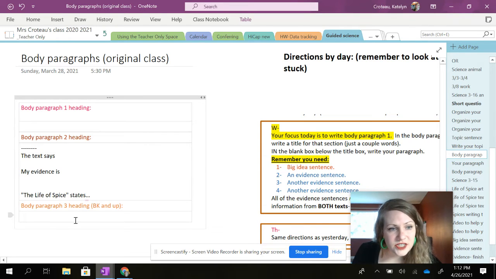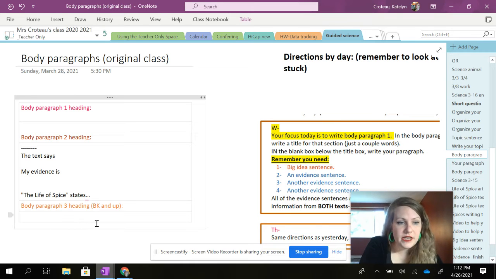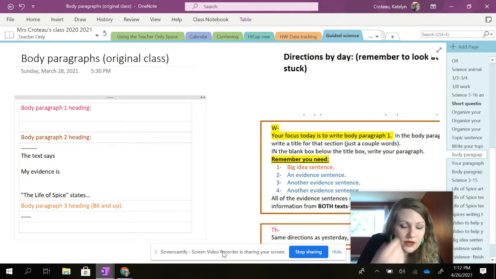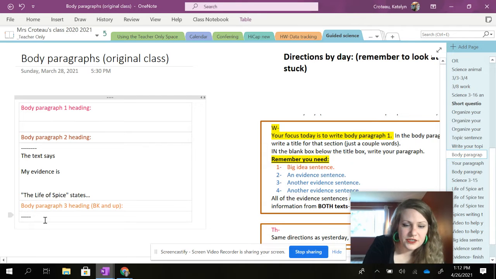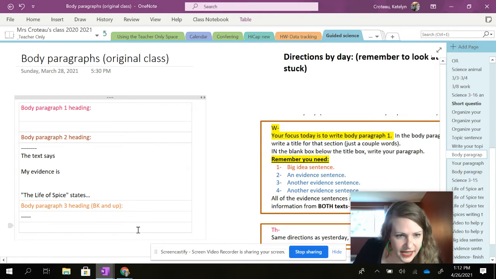I might put those there just to not forget before I choose my evidence, because it's easy to forget, right? Maybe I'll do it here too, just to be safe. I hopefully have my big idea sentence already. That's where that would go. And then I actually want to change them and make them different if I can from up there. So maybe I'll say, hey, how OneNote adds boxes. Stop it. Oh, whatever, it doesn't like me today.